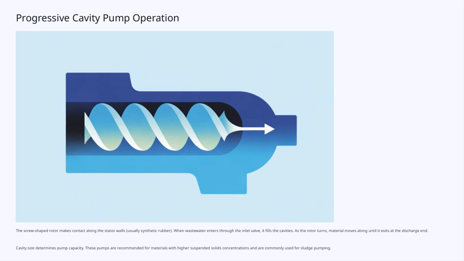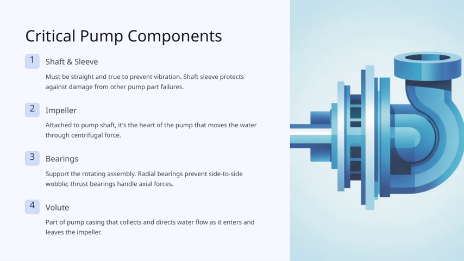Let's take a closer look at some of the critical components of a pump. First up is the shaft and sleeve. It's essential that the shaft is straight and true because any misalignment can cause vibrations, which over time can lead to wear and failure. The sleeve acts as a protective barrier, shielding the shaft from damage that might occur if other pump parts start to wear or fail.